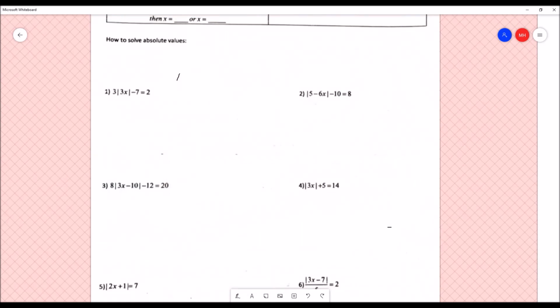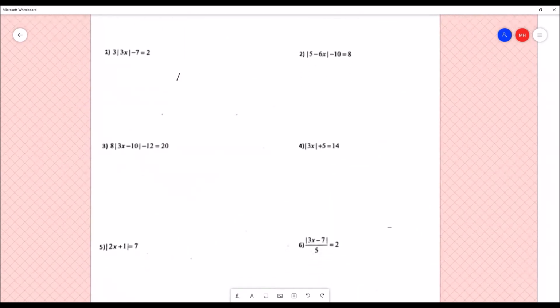So we're gonna jump around in our examples. We're gonna do example 3, and then we'll look at example 6. So looking at example 3, I have 8 times the absolute value of 3x minus 10, minus 12 equals positive 20. So trying to get that absolute value by itself. My first step, I have to move over that negative 12, which means I'm going to add 12 to both sides.